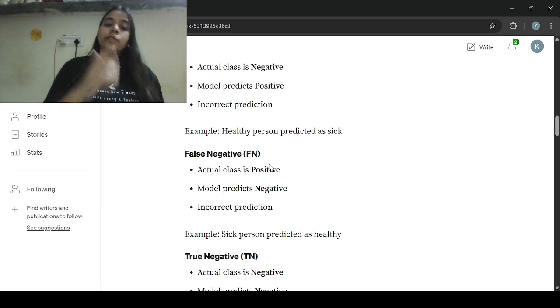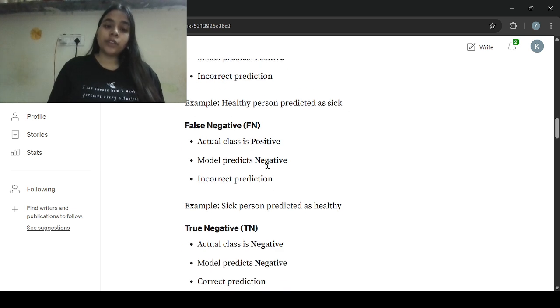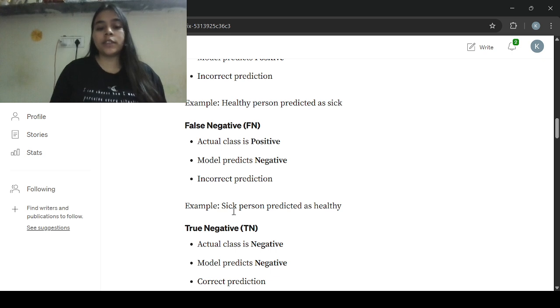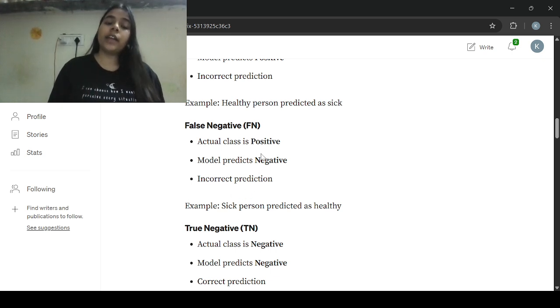The third one is false negative condition. In this, the data is positive, but the model predicts it as negative. Then the prediction here is incorrect because both the data are basically not the same here. So here we can take an example such as if a sick person is predicted as healthy, then this will fall under the category of the false negative condition.